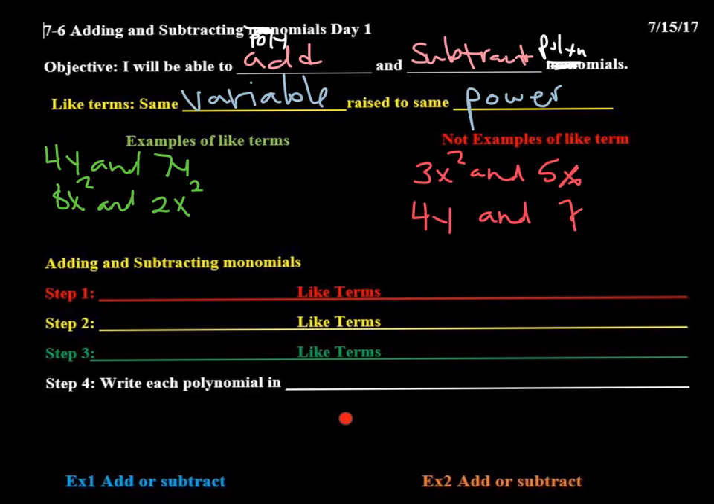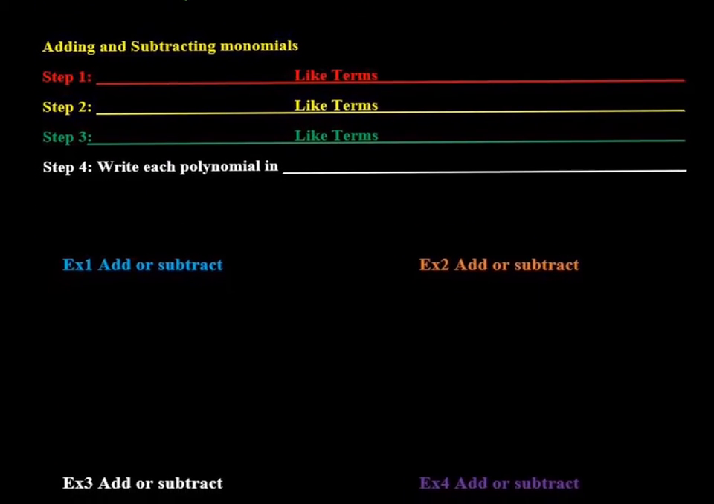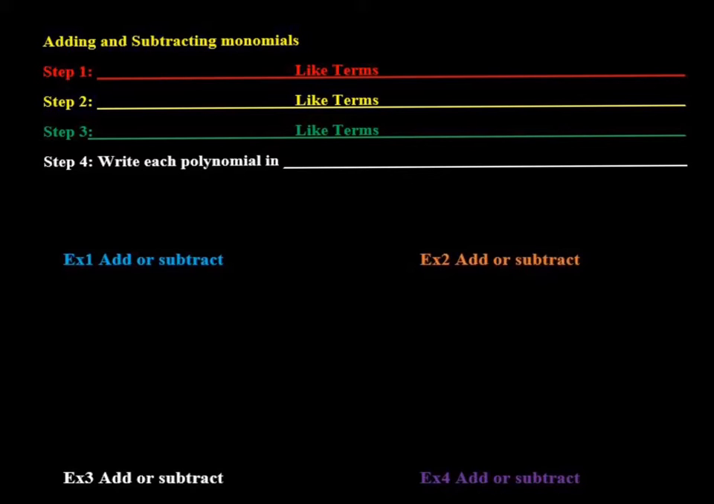Alright, with that being said, let's move on to how to add and subtract polynomials. There's 4 steps to do this. Step 1, I want you to identify all the like terms. So identify all the like terms first. Step 2, I want you to rearrange the like terms so that all the like terms will be together and all the non-like terms will not be together.